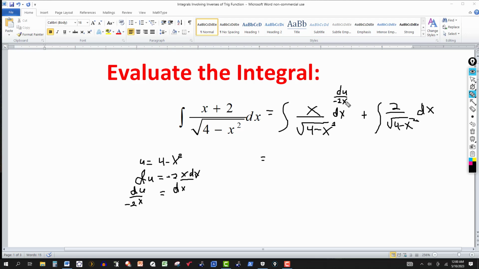The x in the numerator and the x in the denominator are going to cancel, and I have a factor of -1/2. I'll put that out in front. So now this can be replaced by the x dx there, and the -1/2 will go in front, can be replaced by du. And then in the denominator, the 4 minus x squared, that's u, and it's the square root. I can just write that as u to the 1/2.